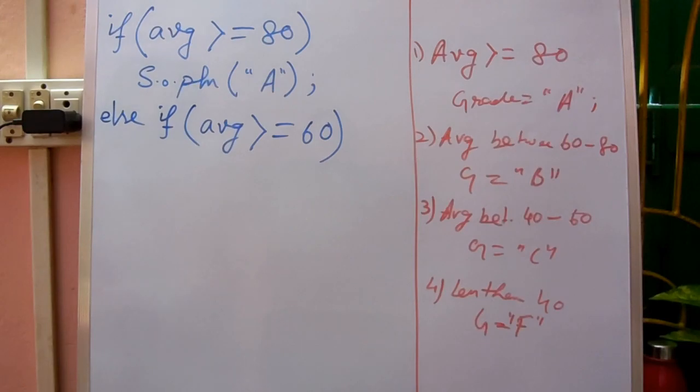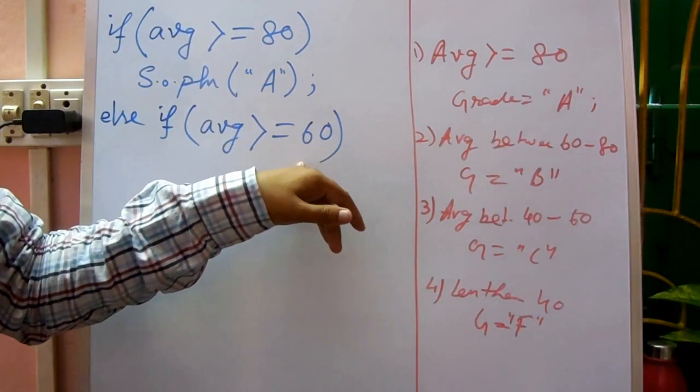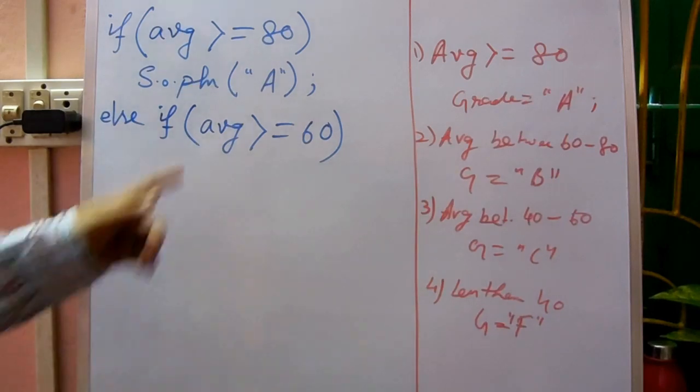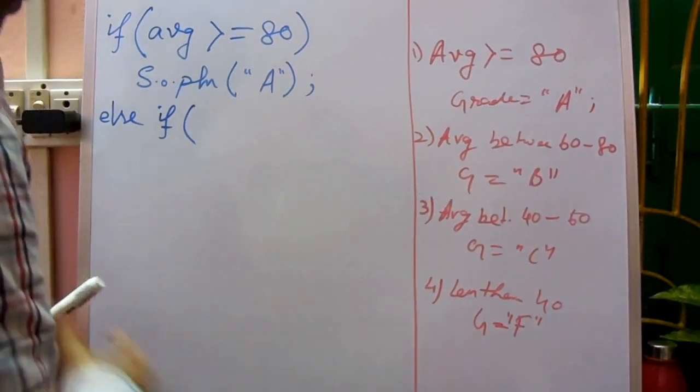So you can say, sir, why have you not given less than 80? In between 60 and 80 means it should be more than 60 and less than 80. So why have you not given less than 80? Obviously this question is arising in your mind. Why is less than 80 not given? Only greater than 60 is given, only due to one reason.